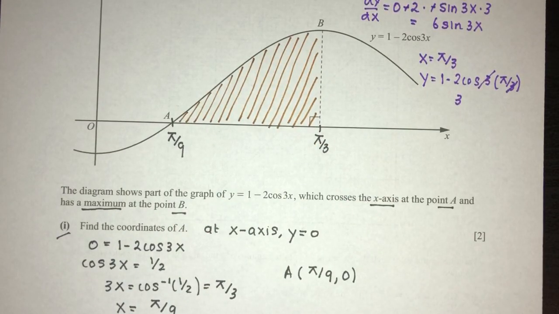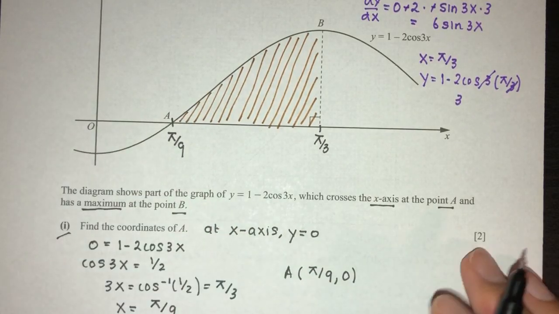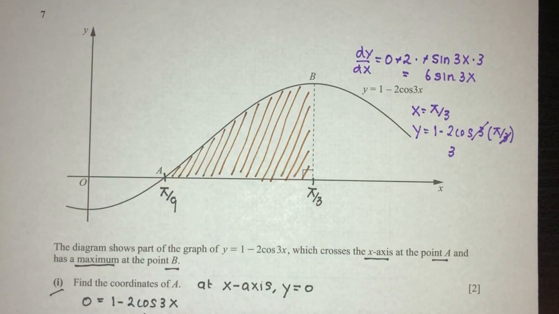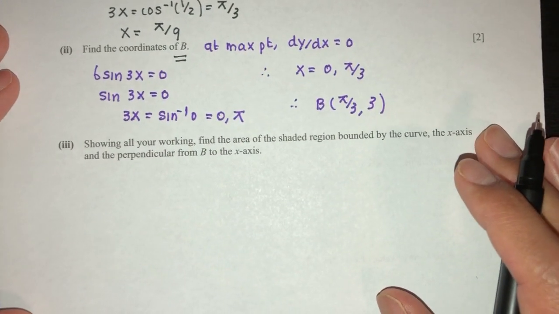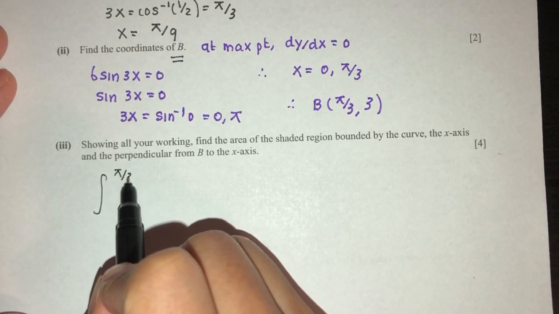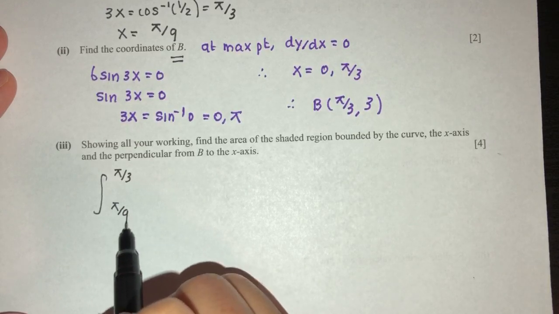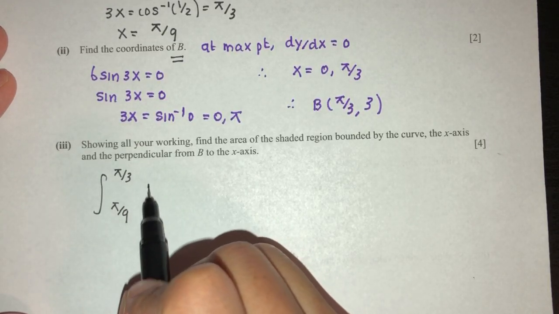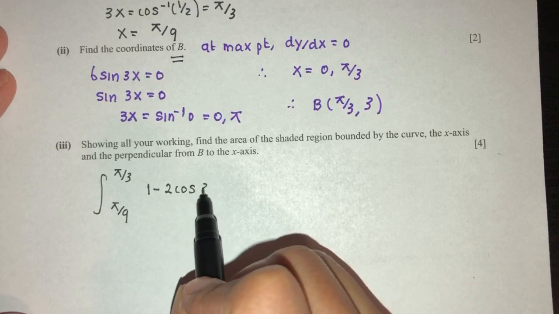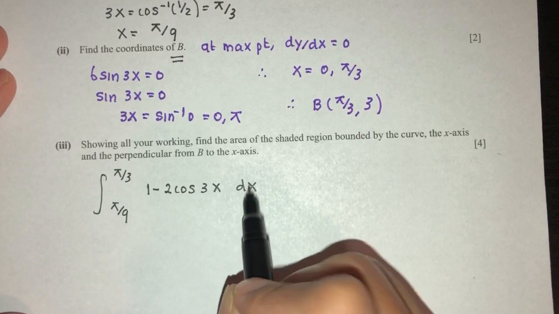So we have to find the area of that region. Whenever you have a graph and you have to find the area under a graph for x and y, we have to use integration. So that will be integration between the limits of pi by 3 and pi by 9 of the equation y is 1 minus 2 cos of 3x dx.